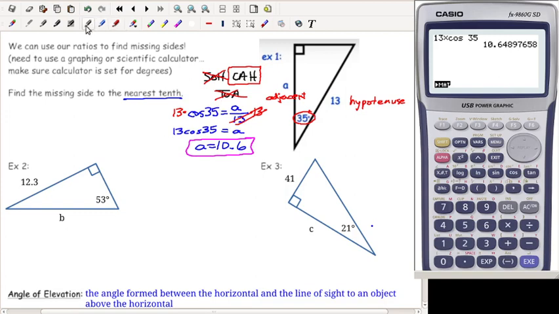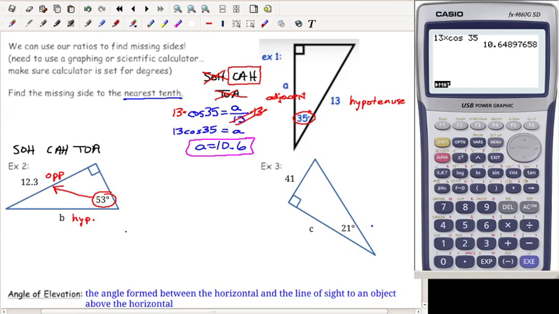So if I take a look at example number 2, again I'm going to write above it SOHCAHTOA, and this is a good habit to get into until you get used to figuring out which one you're using. And then again, from my angle that I'm given, which is the 53, I need to figure out what sides I have. So the B across from the 90 is going to be my hypotenuse, that's easy. And because the 12.3 is not touching my angle, not part of my angle, this is my opposite side.